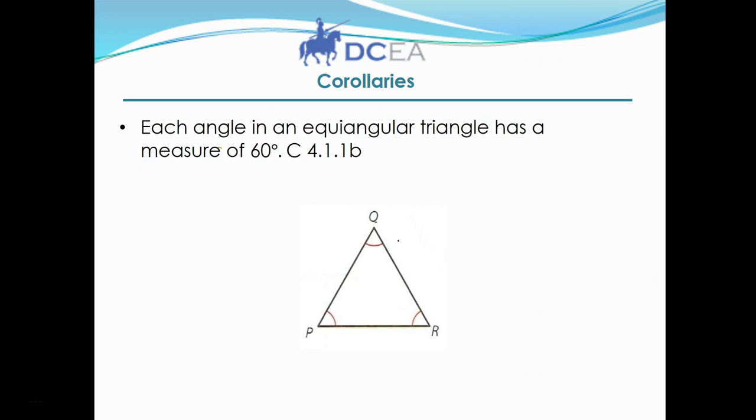Each angle in an equiangular triangle has a measure of 60 degrees. So this is the corollary for the theorem, and we've already stated that these three angles would be 60 degrees, or 180 divided by 3.